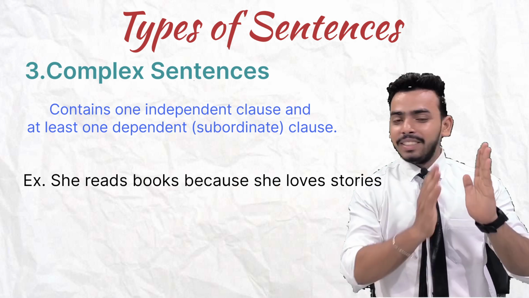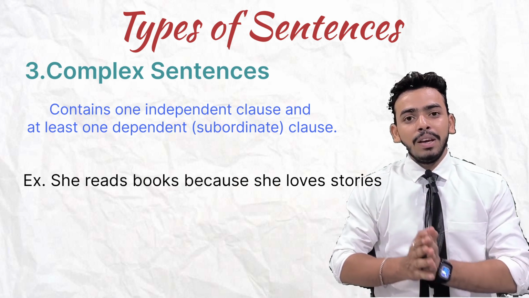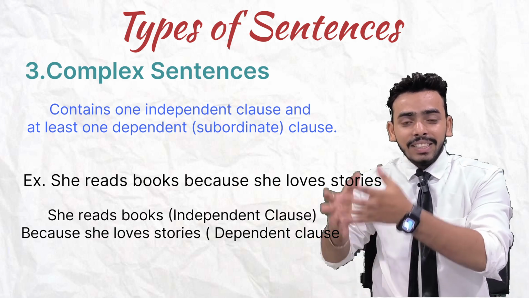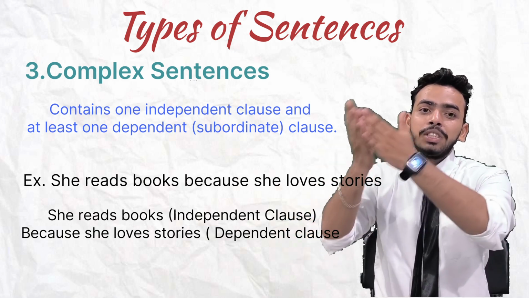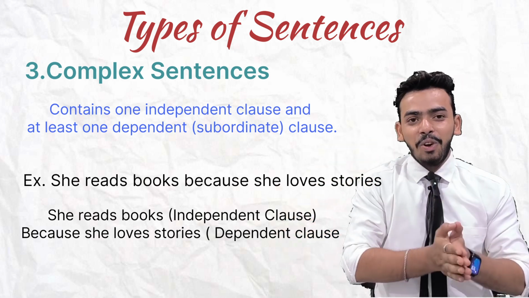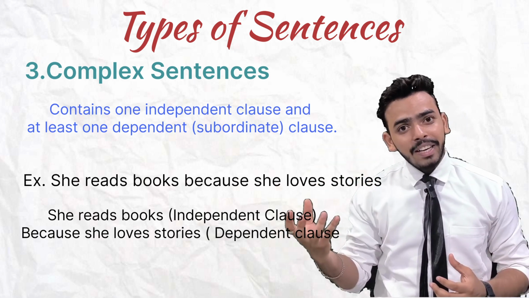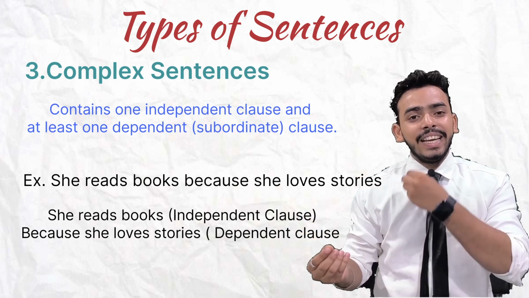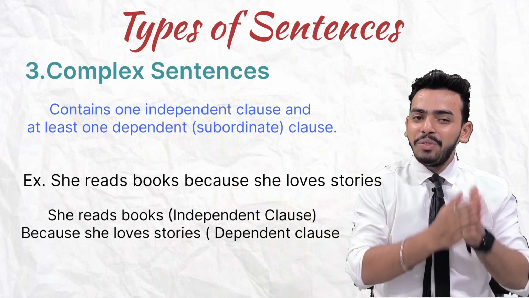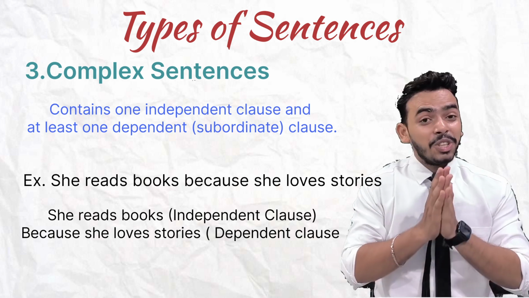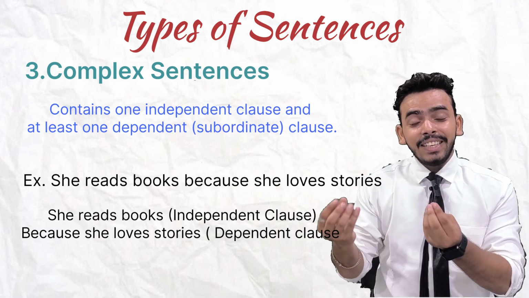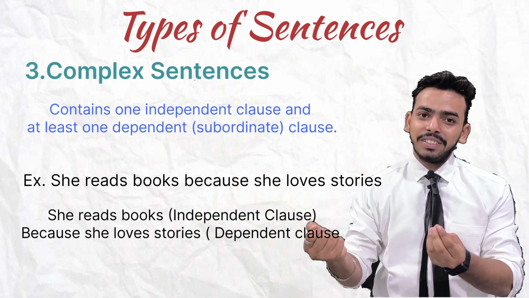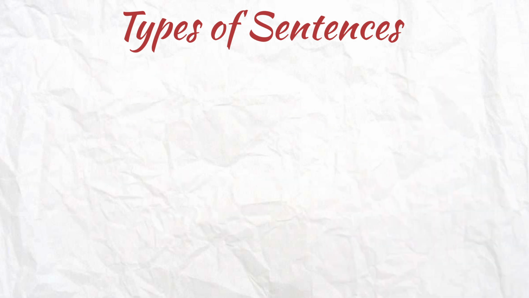She reads books is our independent clause. Because she loves stories is a dependent clause which depends on the first clause, the independent clause. The dependent clause cannot stand alone because it completes its meaning when it is joined with an independent clause. She reads books and the reason is because she loves stories. That is a complex sentence.